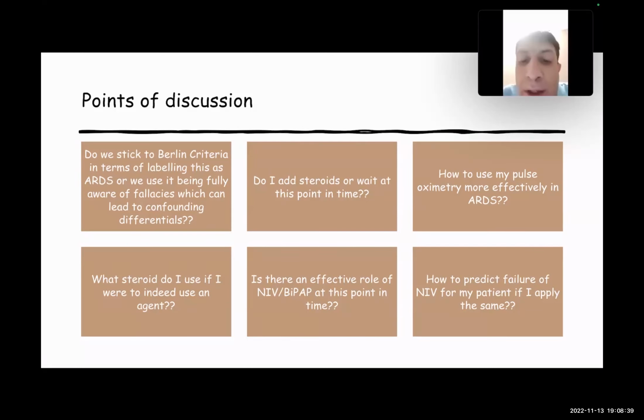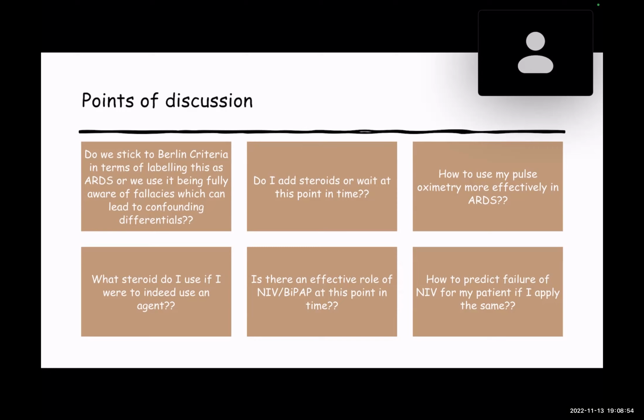We have already discussed about the role of intubation and the period. Yes, so that is very important. The patient should be monitored closely for 1 to 2 hours. If the respiratory rate, the saturation, the patient's comfort levels are not improving, it is very important to intubate.